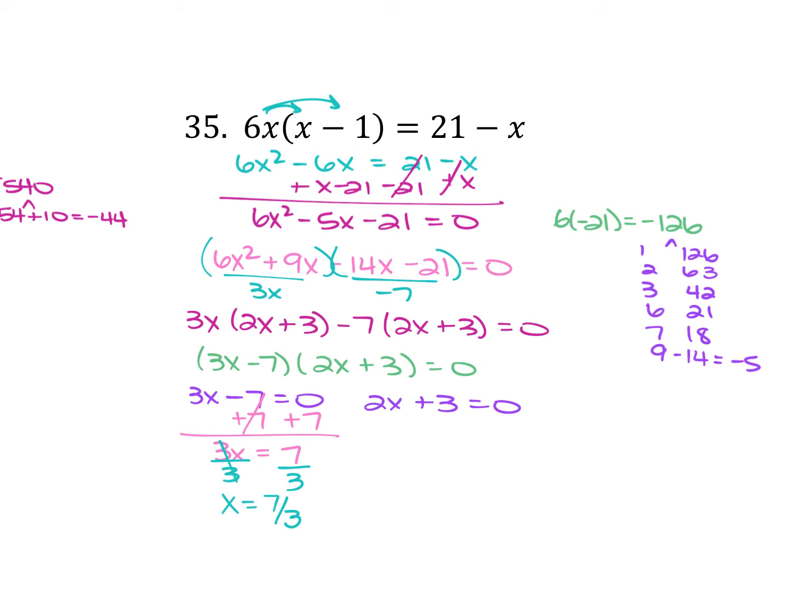For the 2x plus 3 is equal to 0, subtract your 3 from both sides. You have 2x is equal to negative 3. Then divide each side by the 2. And you have that x is negative 3 over 2.